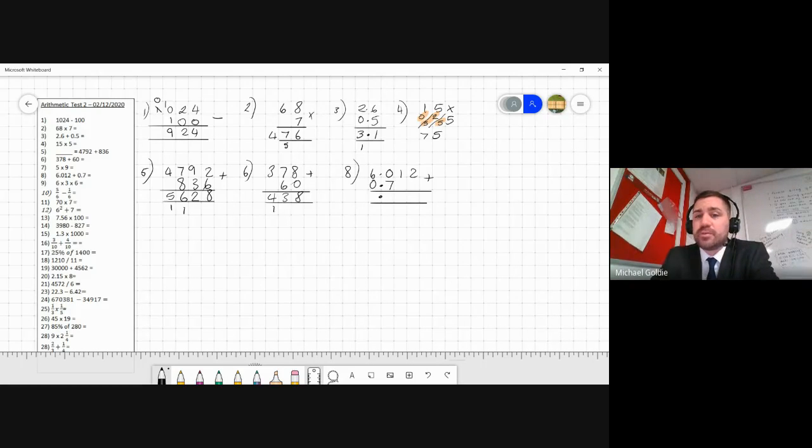And then you just add them up. 2 add nothing is 2. 1 add nothing is 1. 0 add 7 is 7. 6 add nothing is 6. 6.712.